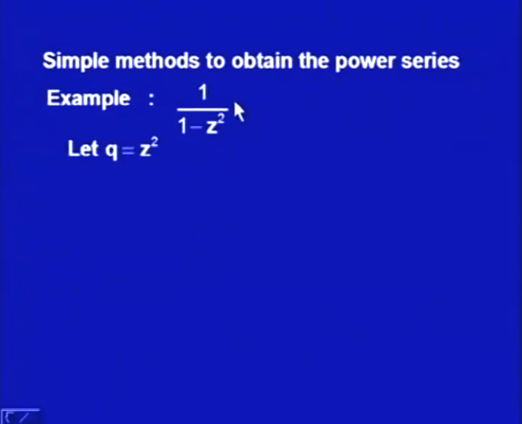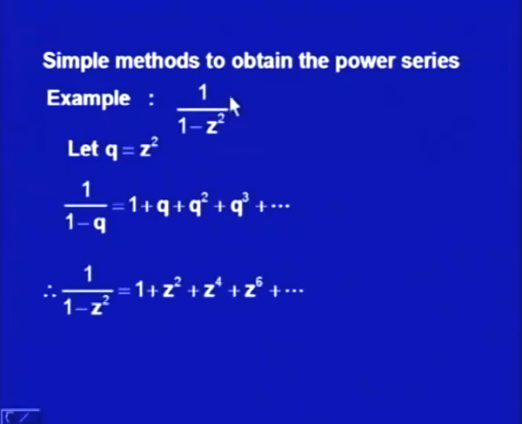For this, let us consider q as z square. We can write this function as 1 over 1 minus q, and we know this can be expressed as 1 plus q plus q square plus q cube and so on. So, substituting q equal to z square, we have the power series for 1 over 1 minus z square, and it comes out to be 1 plus z square plus z to the 4 plus z to the 6 and so on.